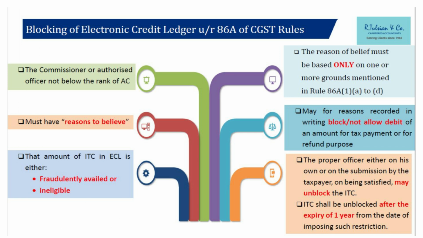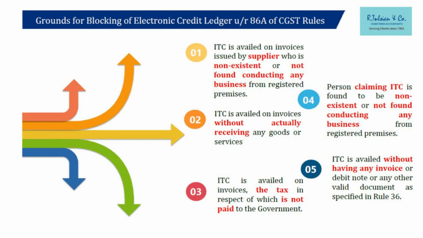After 1 year, the department has to unblock this, right? Now, what are the grounds? These are serious grounds, sir, serious charges of fraud. Only on these grounds can this be done. What is the first ground? The first ground is fake invoice.